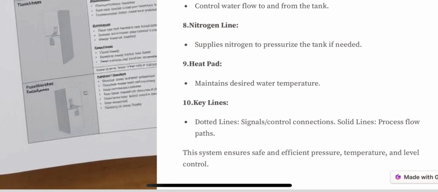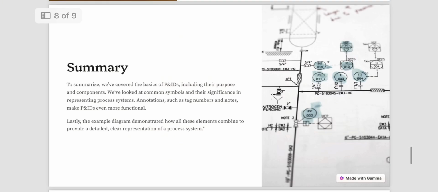So the conclusion of this detailed drawing is that this example showcases the integration of the equipment, instruments and annotations to ensure the system operates safely and efficiently. By understanding each component, we can appreciate the complexity and the precision of P&ID, which is piping and instrument diagrams.